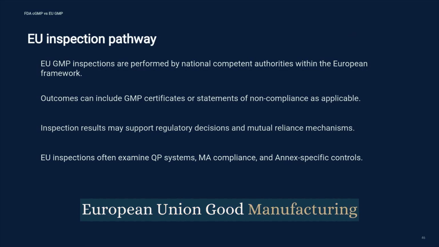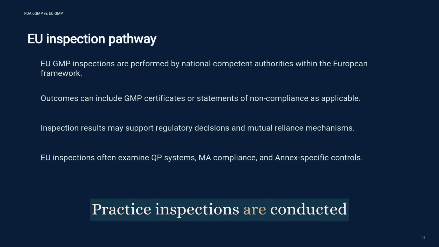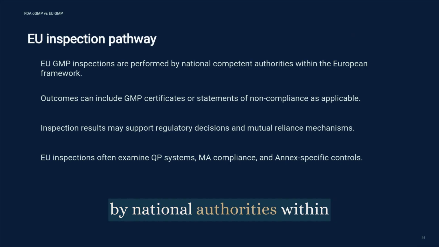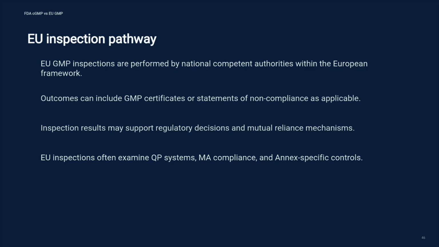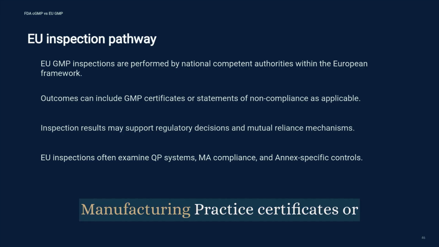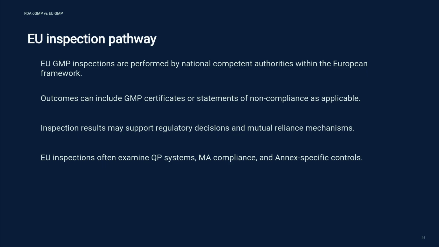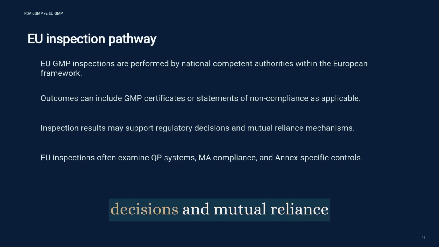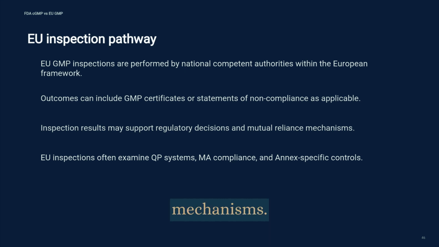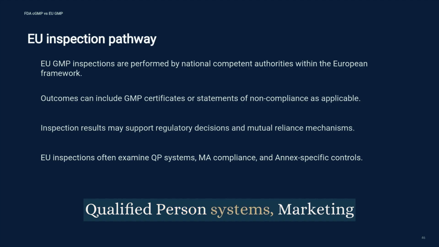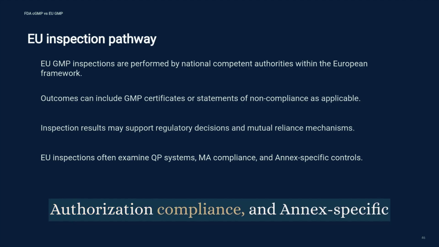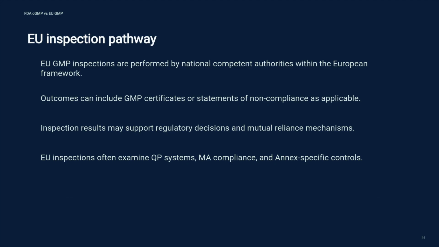European Union good manufacturing practice inspections are conducted by national authorities within the European framework. Outcomes may include good manufacturing practice certificates or non-compliance statements. These results support regulatory decisions and mutual reliance mechanisms. Inspections often focus on qualified person systems, marketing authorization compliance, and annex-specific controls.